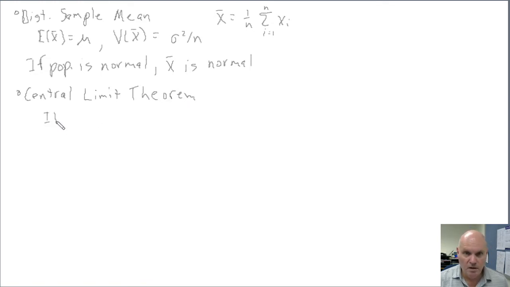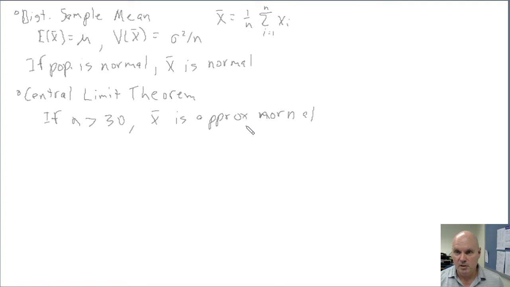Which says that if n is greater than 30, then x bar is approximately normal. And we can make that assumption that the sample mean is approximately normal for large data sets. So this is actually motivation to collect data with a large number of observations, because then we know the distribution of the sample mean.